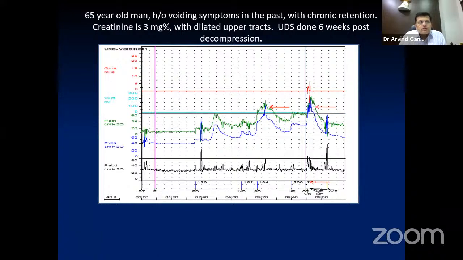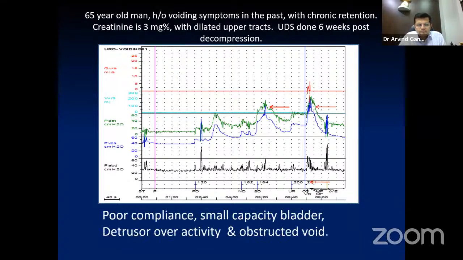Let's take this case of a 65 years old man who had presented with chronic retention. That means he was maintaining a lot of urine in spite of an attempt to pass urine, and his creatinine was 3 mg% with dilated upper tracts. The decompression was done, and the urodynamics was done 6 weeks after decompression. So what do we interpret here?